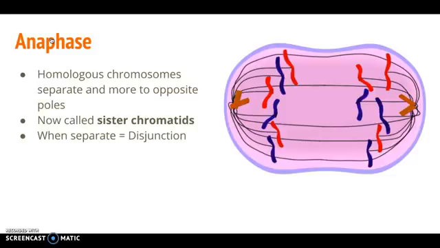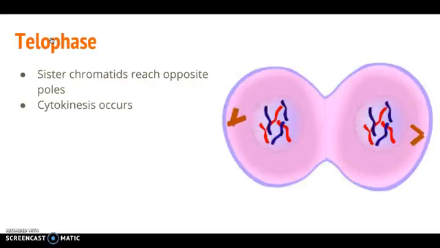Next is anaphase, where the homologous chromosomes separate and move to the opposite poles. As you can see, half of the chromosomes have broken off from each other, and they're moving towards the spindles on the right and left sides of the cell. They are now called sister chromatids. When they separate, this is called disjunction. Make sure you write that down in your book.